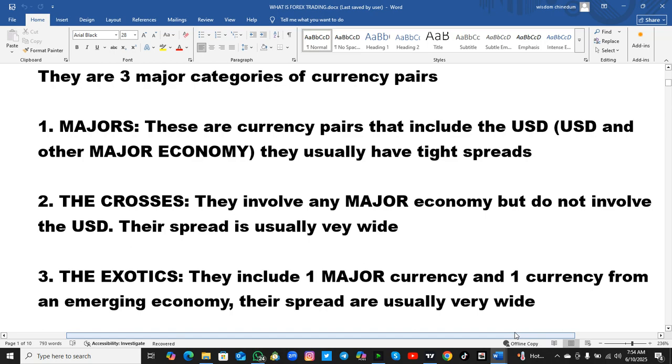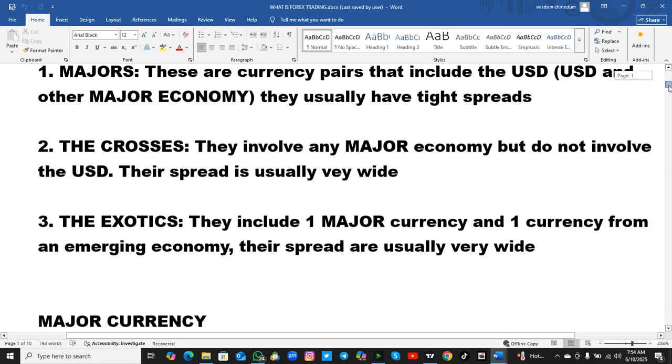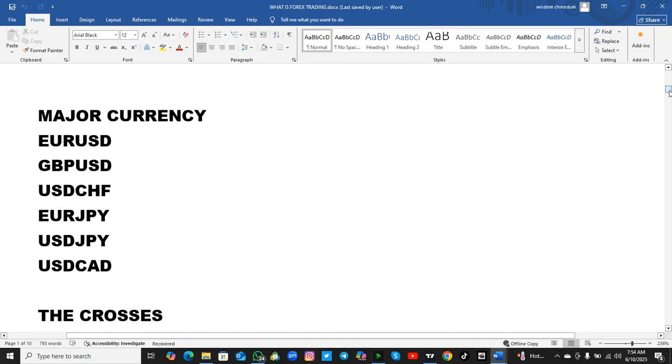So we have crosses. The crosses involve the major economy but do not involve the USD. Their spread is usually wide. You can see the crosses are wide, while the exotics are over wide. So if you ask me, I'll tell you to stick with the major currency pairs. So now these are the major currency pairs here.